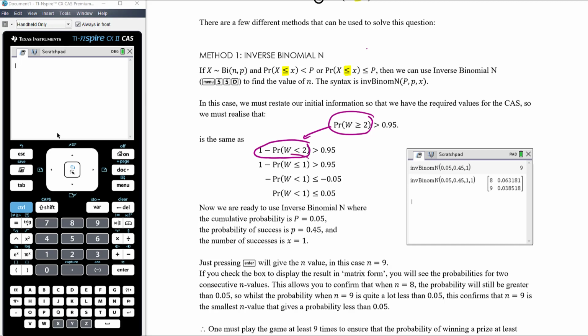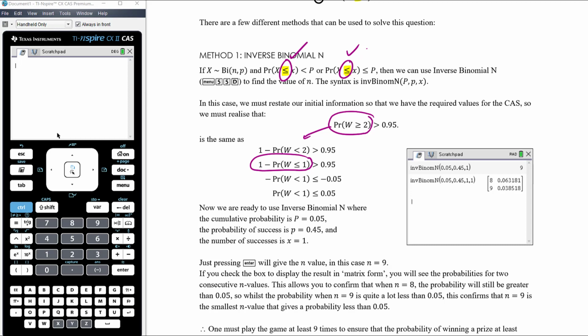which is 1 minus the probability that W is less than or equal to 1. So if it's a discrete distribution, a discrete variable, W being less than 2 means that W has to be 1 or fewer. Okay, so less than or equal to 1. So that's dealing with that. We've now got that right. And then we now need to rearrange this.